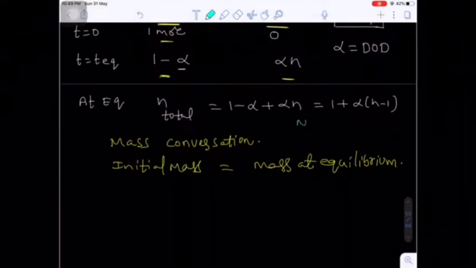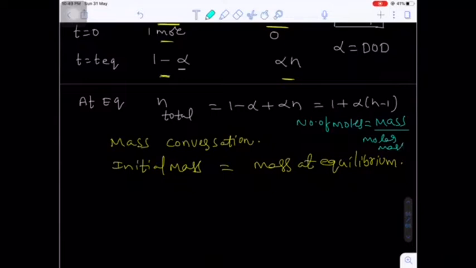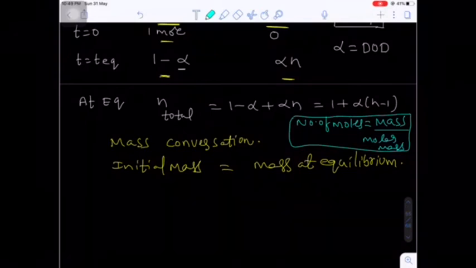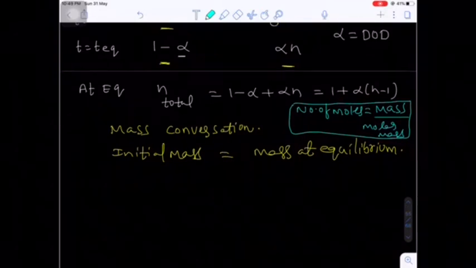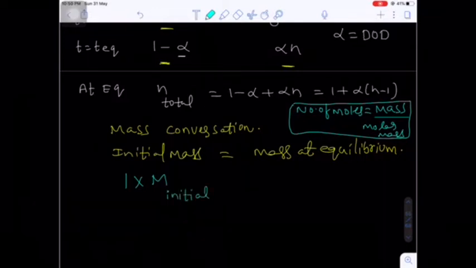Do you know how to find the number of moles? Number of moles is equal to given mass upon molar mass. Yes or no? Given mass upon molar mass. From here, how to find the mass? Number of moles multiplied by molar mass. Okay, now initially only 1 mole of a reactant is there. The molar mass of a reactant, let's suppose molecular weight initial means only reactant.